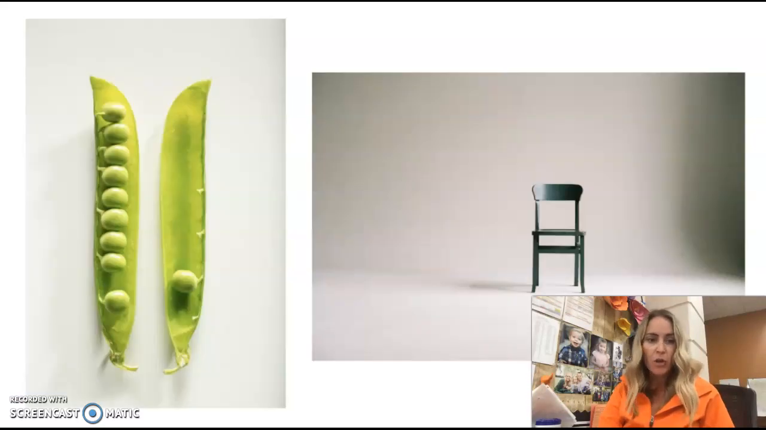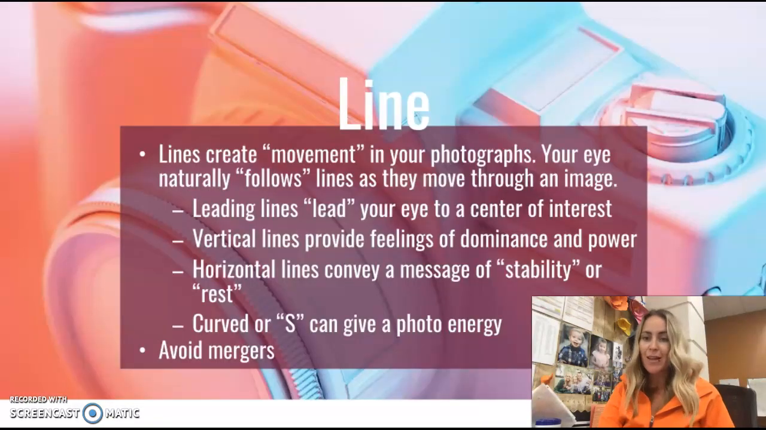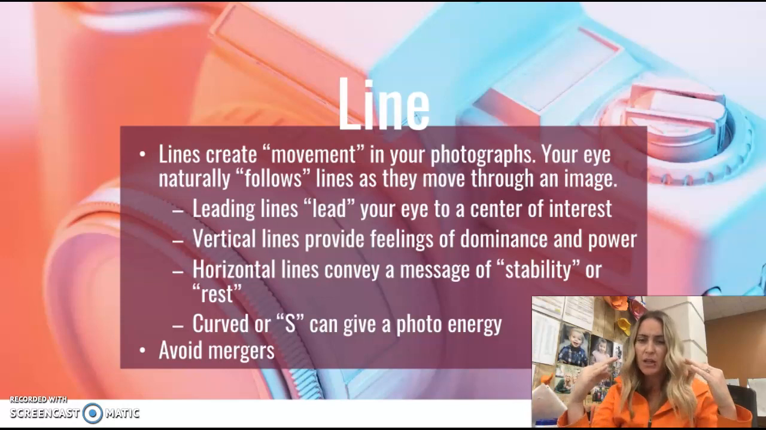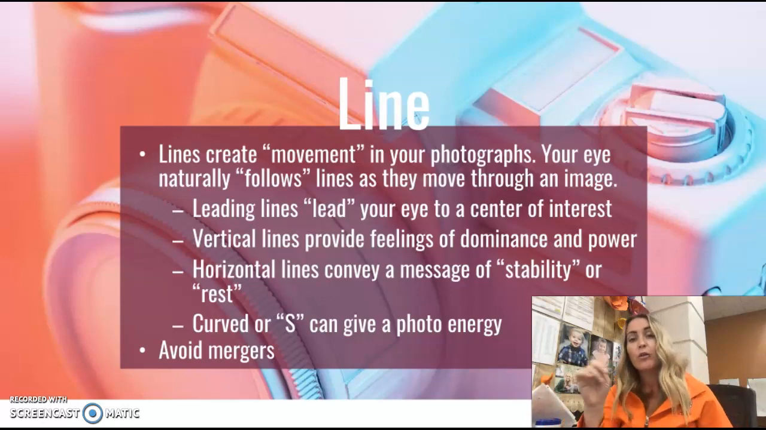in your photographs. Rule number 3 was line, and we talked about four different types of line. We talked about leading lines, which lead your eye to a point of interest. We talked about vertical lines, which create feelings of power and dominance. We talked about horizontal lines, which convey feelings of stability and rest. And then we talked about curved lines and how they create a lot of energy in our photographs.